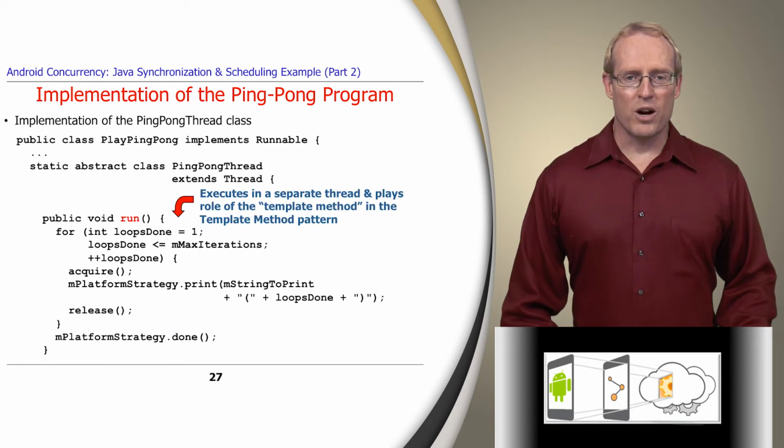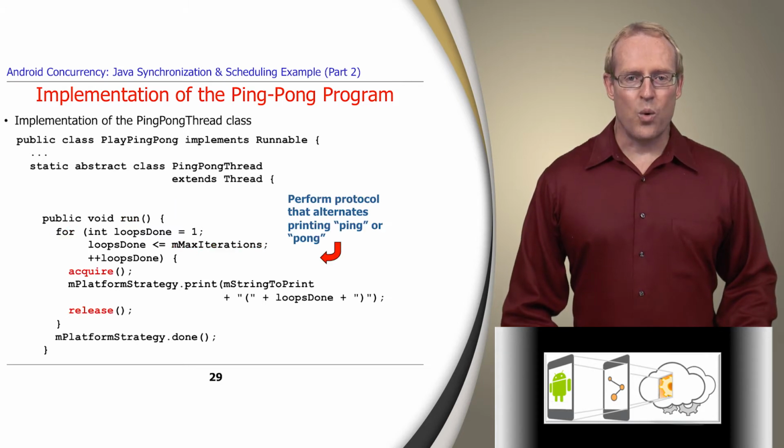The PingPongThread run hook method executes in a separate thread and plays the role of the template method in the template method pattern. It loops for the designated number of iterations and performs the protocol that uses the acquire and release hook methods to alternate printing the ping and pong strings to the output.